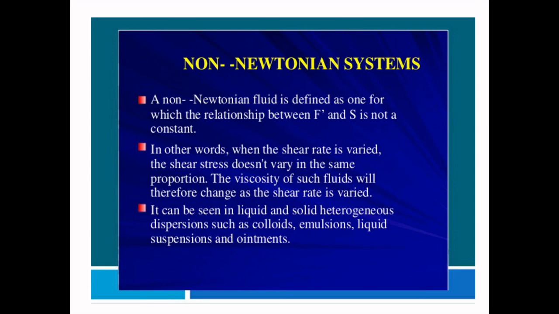So non-Newtonian system is defined as one for which the relationship between F and S is not constant. You can also explain that non-Newtonian fluid are those fluid in which the relationship between the F and S is not constant. In other words, when the shear rate is varied, the shear stress does not vary in the same proportion.